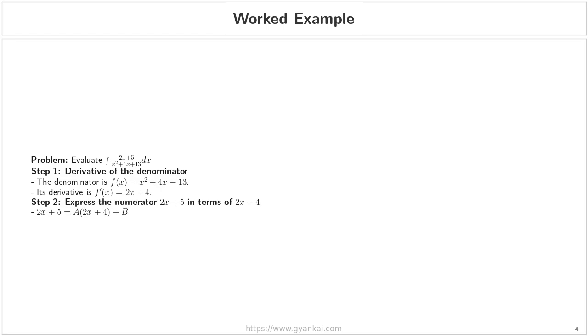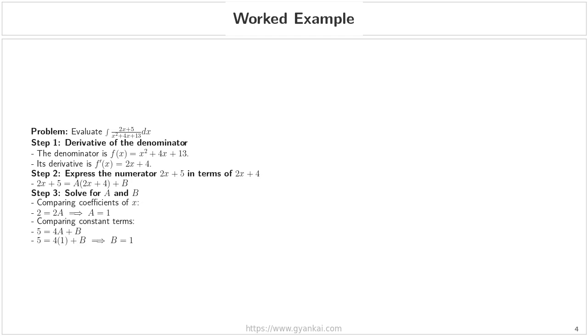Step 2. Express the numerator in terms of 2x plus 4. Now, we want to rewrite the numerator, 2x plus 5, as a multiple of the derivative we just found, 2x plus 4, plus a constant. So, we write 2x plus 5 equals A times (2x plus 4), plus B, where A and B are constants that we need to determine.